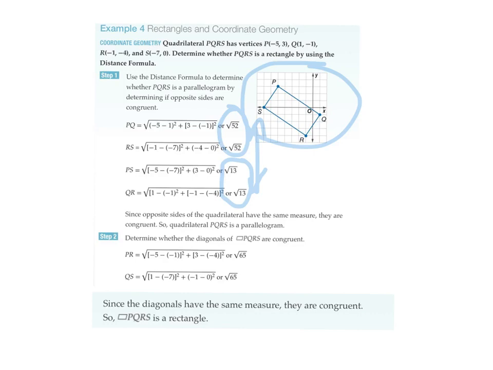Okay, and then secondly, what do you also need to know? You want to know about the diagonals as well. Are they the same length? Well, again, we've got the distance formula again. Both of them are root 65. You've got 2 sides that are root 13, 2 sides that are root 52. You've just proved that it is a rectangle.